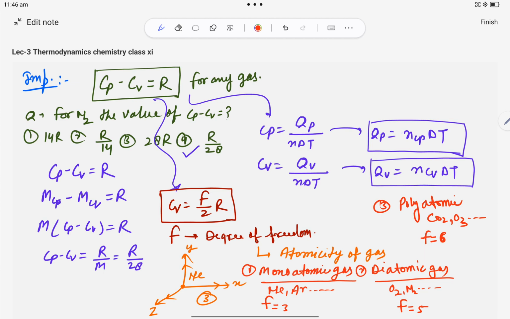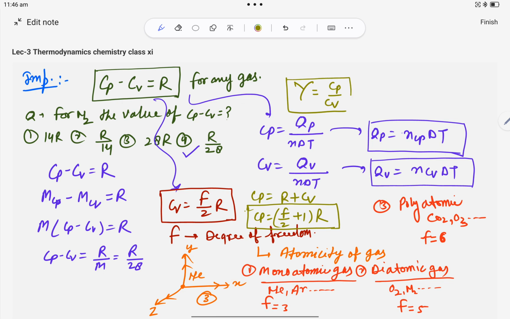So if you know the Cv value, then you can easily find out Cp. So Cp is equal to R plus Cv. So Cp is equal to F by 2 plus 1 times R. That is the value of Cp. Okay, the Cp and Cv is clear. After Cp and Cv, one more value comes, gamma. Gamma is the ratio of Cp and Cv, Poisson's ratio. Gamma is Cp upon Cv.